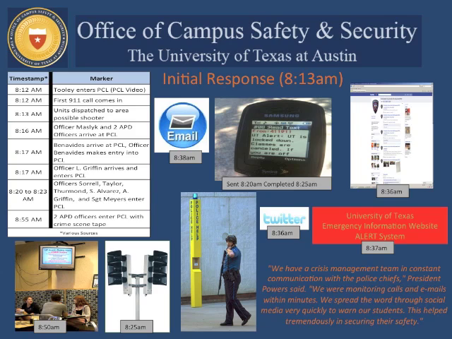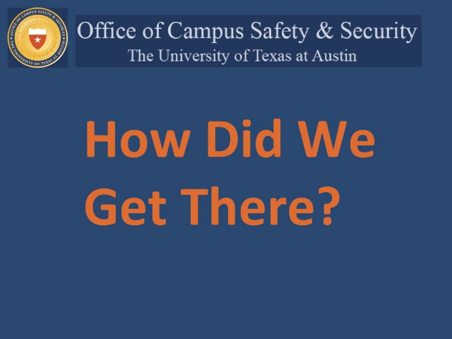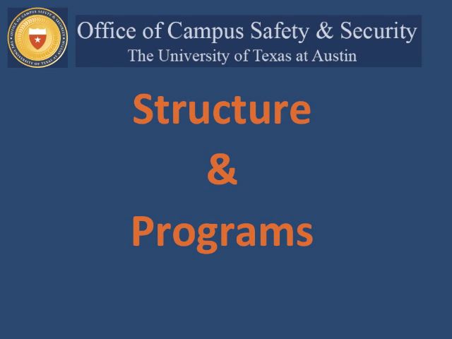So September 28th, when you look back from August of '66 to September 28, 2010, a lot has happened and a lot of things have been done on this campus. Let me now explain to you how we got to where we are. So the big question is, how did we, the University of Texas, get there? We're going to look next at the structure and the programs that we have here at the University of Texas.